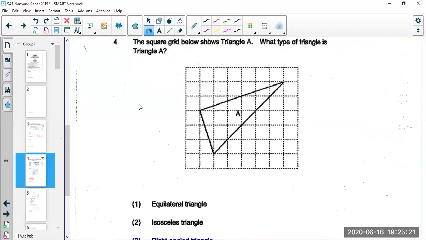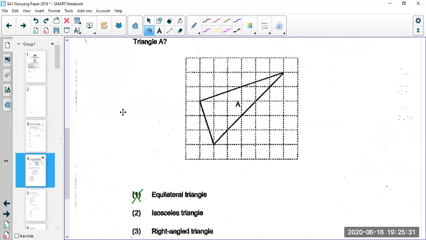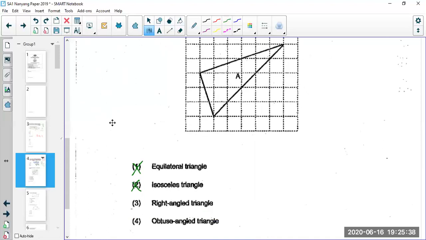Now, what type of triangle is that? Well, it looks like a right angle triangle, but do you think it's equilateral? Cannot be, right? Because all sides must be equal. Do you think it's isosceles? There must be 2 sides equal, cannot be. Is it an obtuse angle? Obtuse angle means greater than 90. This is acute, this is acute, this is a right angle.